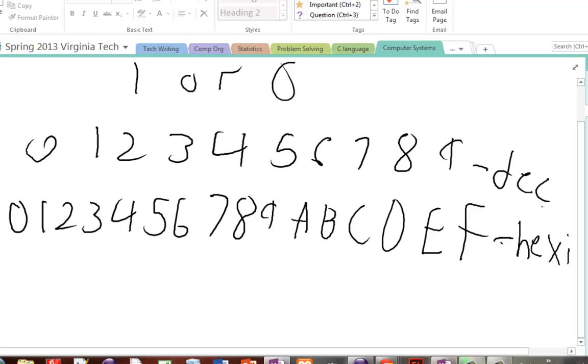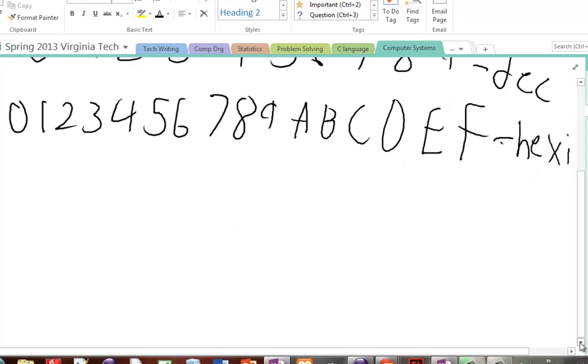Hexadecimal is base 16, whereas binary is base 2, decimal is base 10. And all you have to do is change your thought process from base 10 to base 16, and hopefully I can show you how to do that.